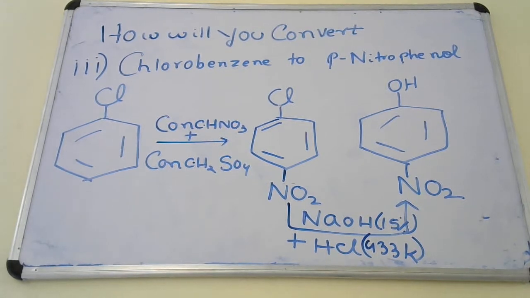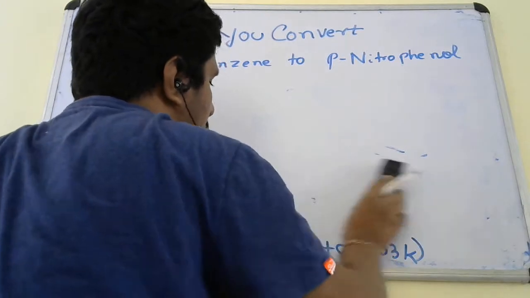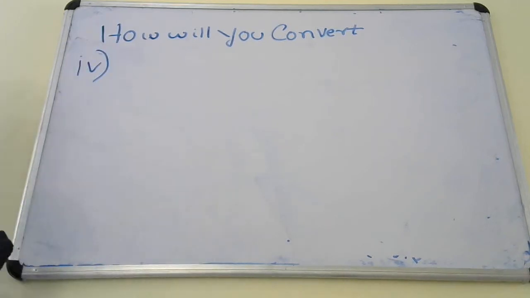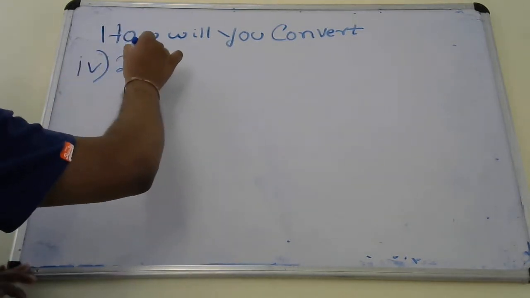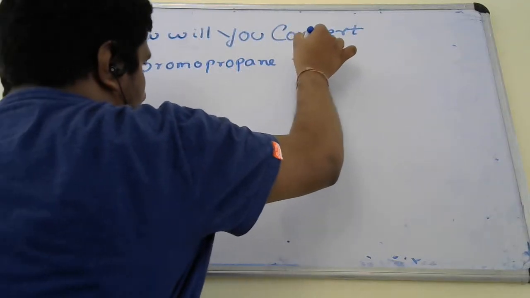Now we will go to another type of interconversion. Next interconversion is 2-bromopropane to 1-bromopropane.